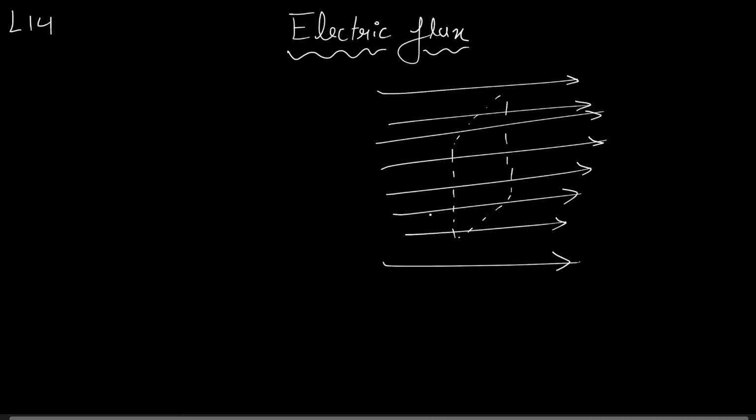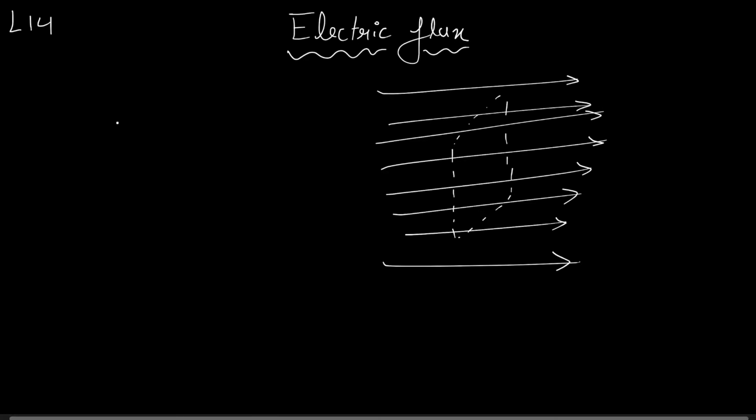And what is electric flux? The electric flux through the surface represents the total number of electric field lines passing through the surface. It is nothing but the electric flux. Simply, the total number of electric field lines passing through any surface is known as electric flux.